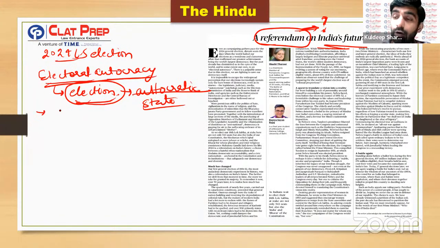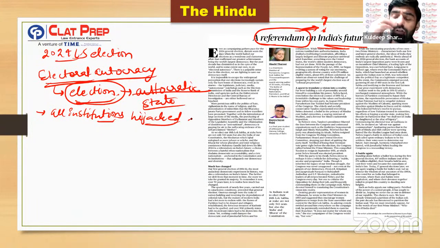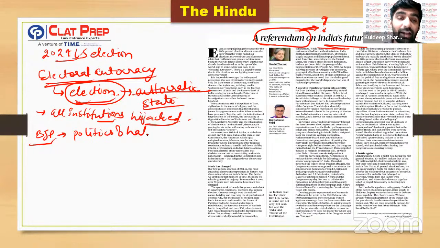Moreover, he is pointing out here that all the institutions of India, your courts, your Election Commission of India, have been hijacked, which means now they are not autonomous anymore, or the level of autonomy has degraded so much that they are kind of working like a BJP body only, or BJP organization. Next, now he is criticizing BJP as a party doing politics of hate. That this party is actually involved in politics of hate.